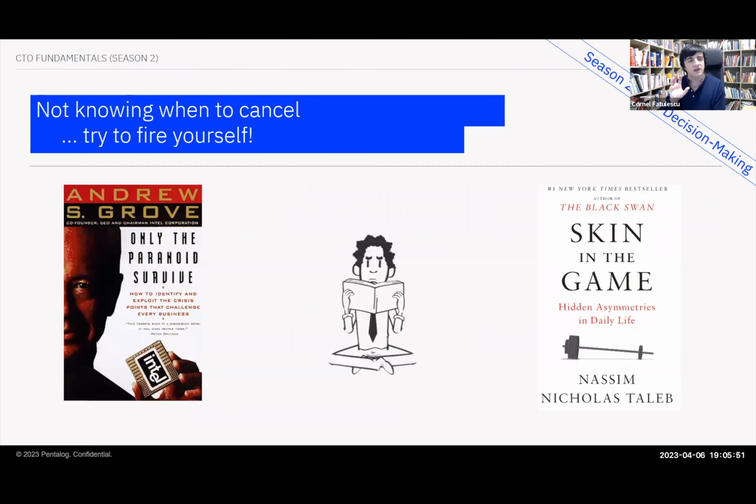And the angle chosen to start this episode is the story from Intel leadership, the executive officer and the CTO, who are in this crisis with the memory chips, and they fired themselves. That's the key idea here.